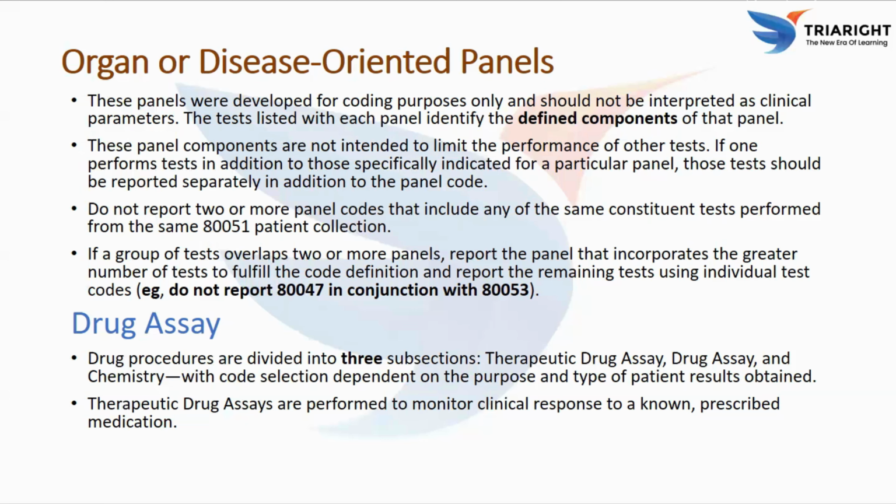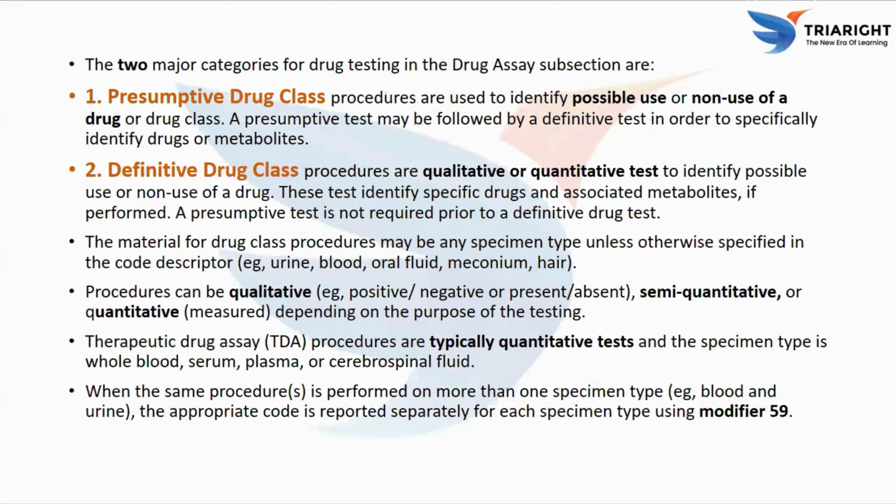And next is chemistry-based drug testing. This uses analytical chemistry methods. It is often for confirmatory tests. And examples like gas chromatography and mass spectrometry. So two major categories of drug assay: presumptive drug class testing and definitive drug class testing.